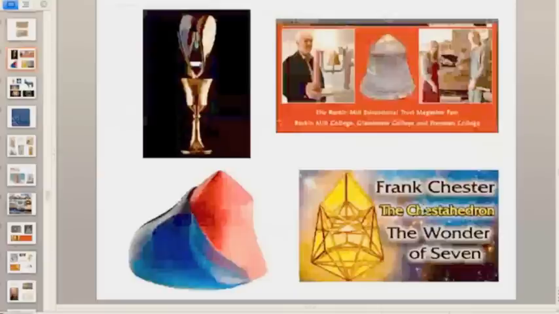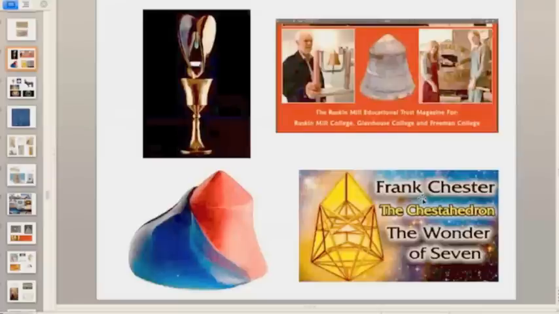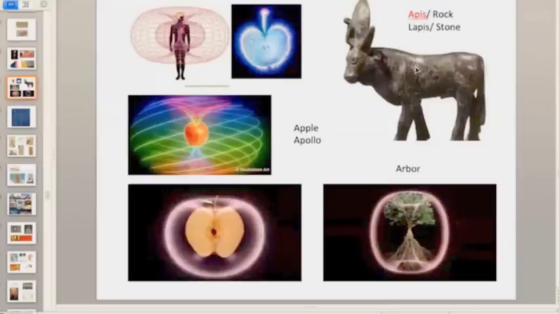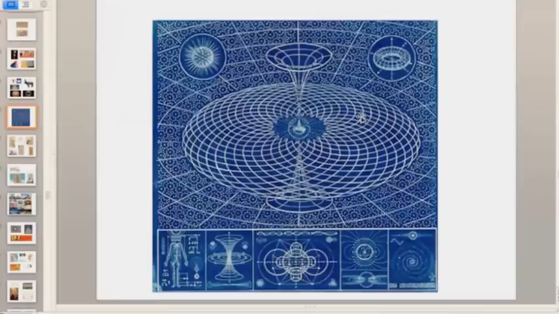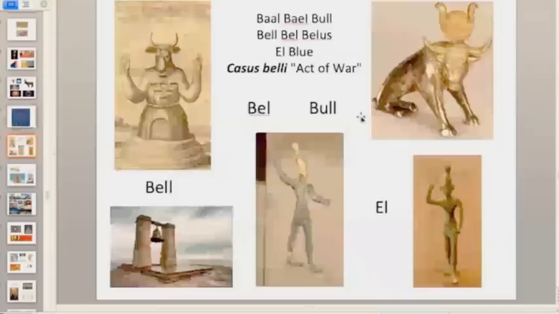Everything is doing this in nature, folks. Check out the work of Frank Chester and the Chesterhedron, the sixth platonic solid discovered in modern times. There's the apis, the rock, the bull, the apples of Apollo, the arbor. These trees are called arb because it's apis. I was going to say that the bull is also the bill, the dollar, where Venus is money. Bull is bill. Yep, spot on. Bull market. They always want a bull market. They don't want a bear market, which is really, when you think about it, the same word.